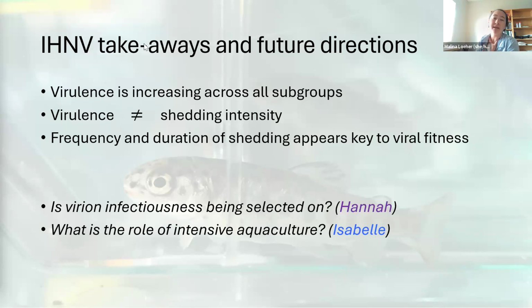Something that I think is really interesting in this system is that we do see a dose response in some of these experiments, and I'm excited to hear from Hannah and Isabel later. I put up a couple little teasers for their work to point you in that direction, but there's a lot more to be learned about IHNV in the future.